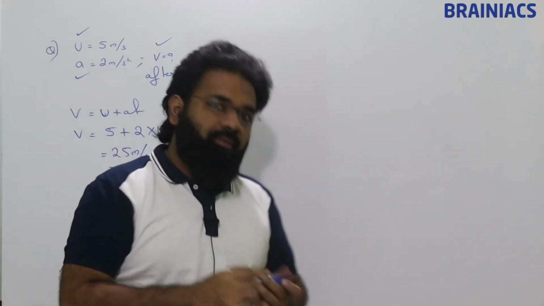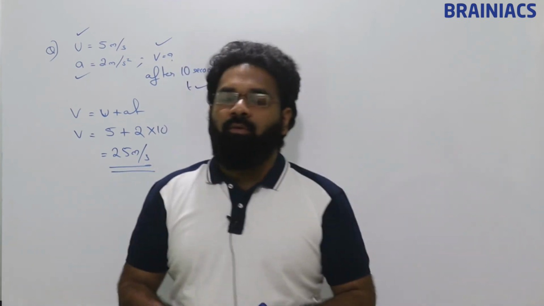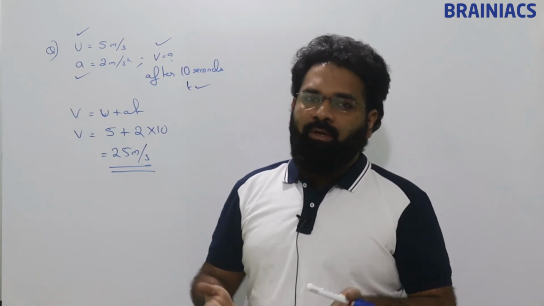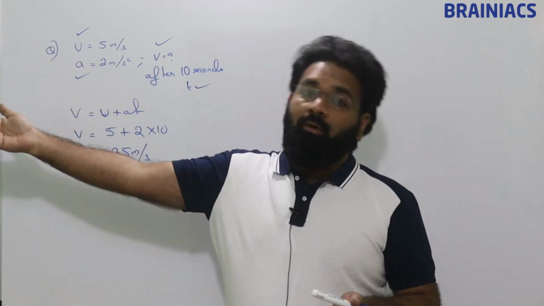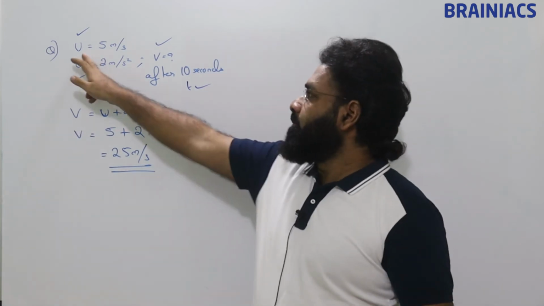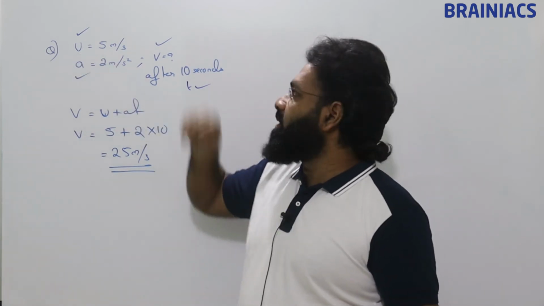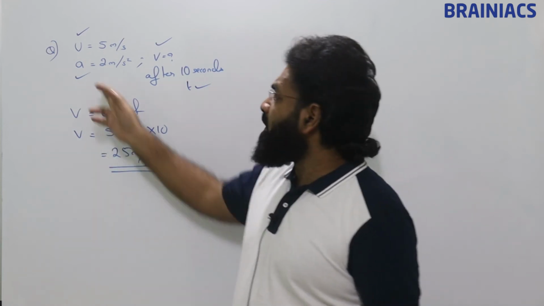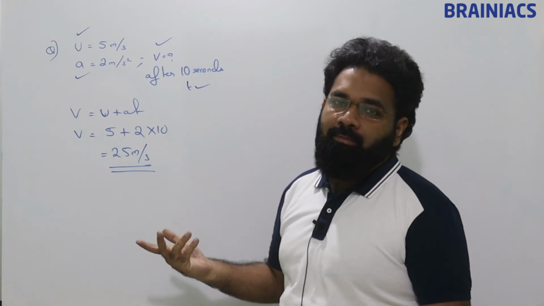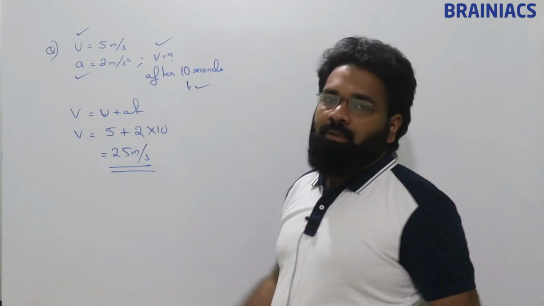So if something is coming with a uniform velocity, it is coming with velocity 5 meter per second, need not be uniform. It was 0, then it was increasing or maybe decreasing, whatever it may be. But initial velocity is given as u equal to 5 meter per second. Acceleration is given as 2 meter per second square. Likewise, we can substitute and get the answer. Okay, so this is a simple problem.